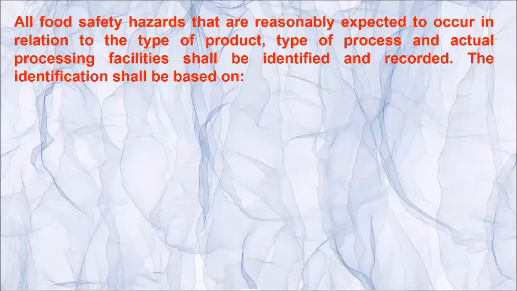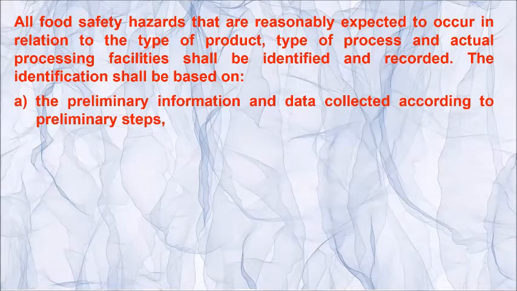Once this is noted down, one also has to identify at which stage this hazard could come into place. The identification shall be based upon the preliminary information and data collected according to the preliminary steps. So you could have prior information in hand about any product that is going to come, whether it already has a certain hazard in it or not. Whether you're procuring from a supplier might also inform that a certain hazard level is present or not present, and if not present, you need to certify the same. So at the preliminary step only you can come to know about it.